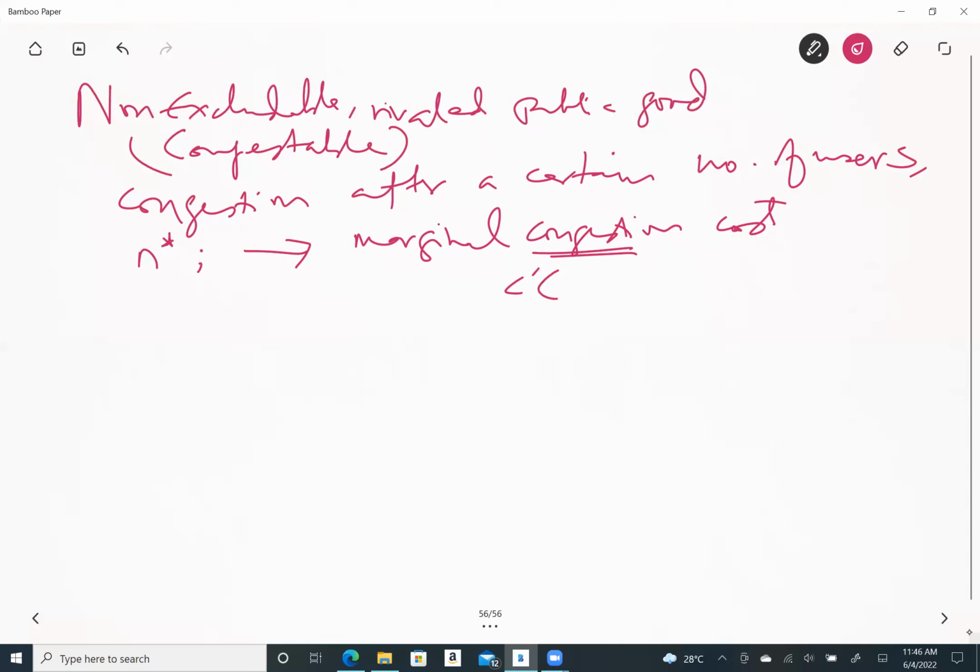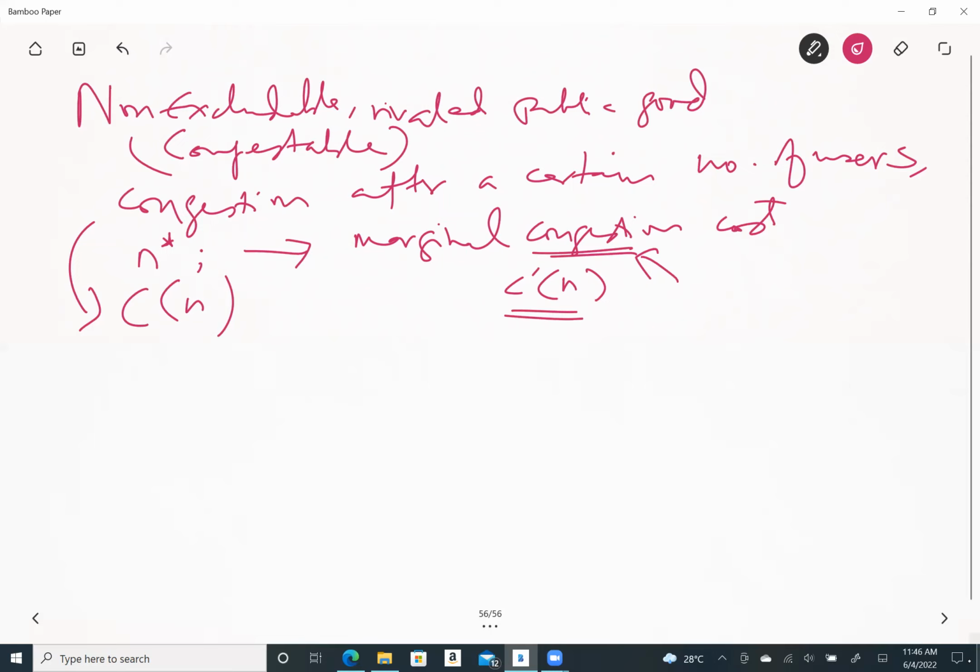C prime N. Okay, so congestion cost, we call it C(n). That's congestion cost, and the derivative is C prime N, the marginal congestion cost. So it's just like externality cost. Here, it's not just cost that can be monetized. Certain costs are more psychological. Now, what are the congestion costs that you may incur?